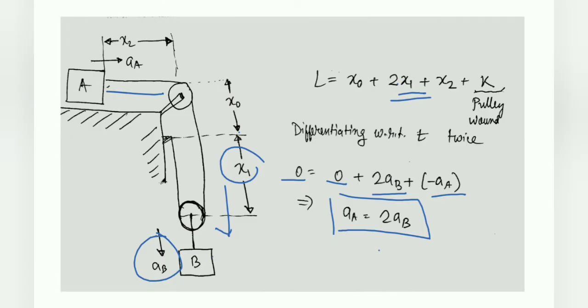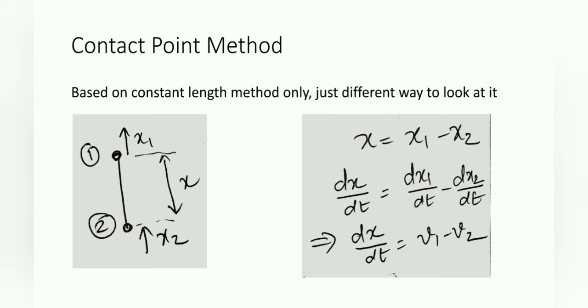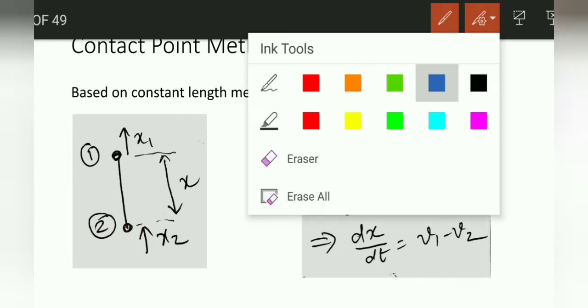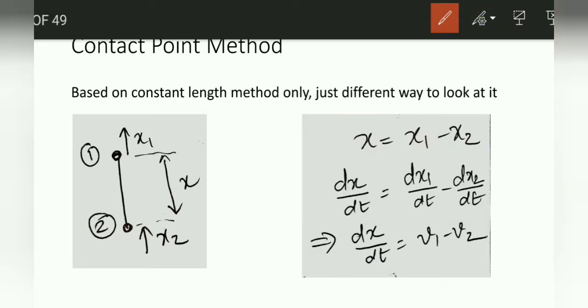So I hope this is clear. Our next topic is the contact point method. This is the same thing as the constant length method, but we are looking at it from a different angle. By this method, you can solve all the complicated problems within minutes, within seconds, I can say. This is a very good application of the constant length method.